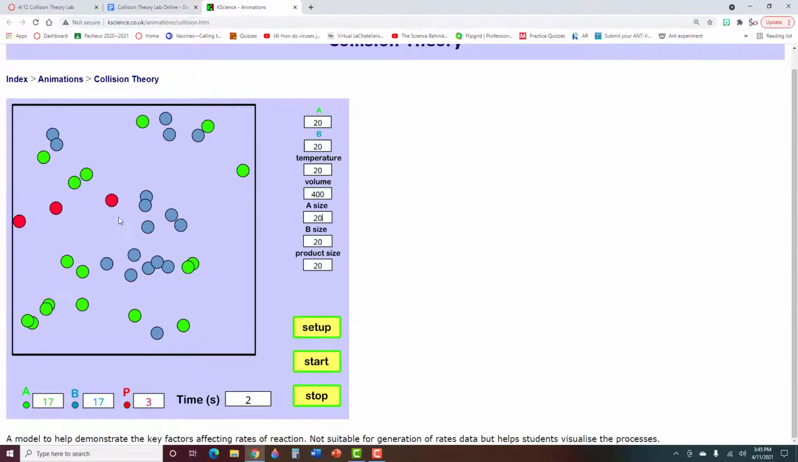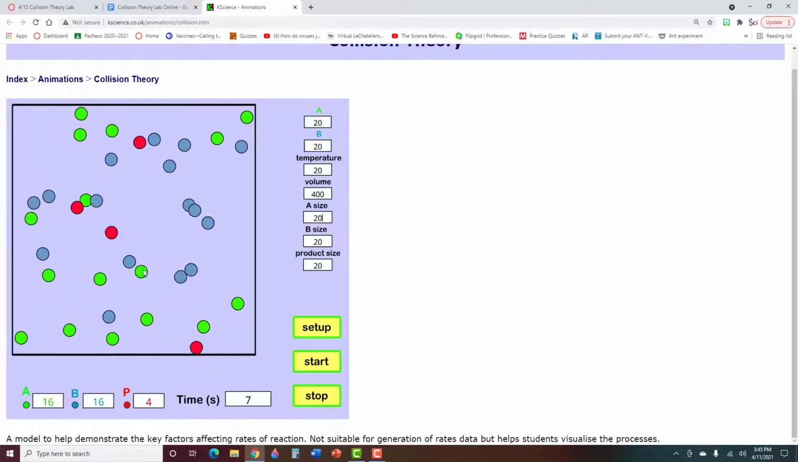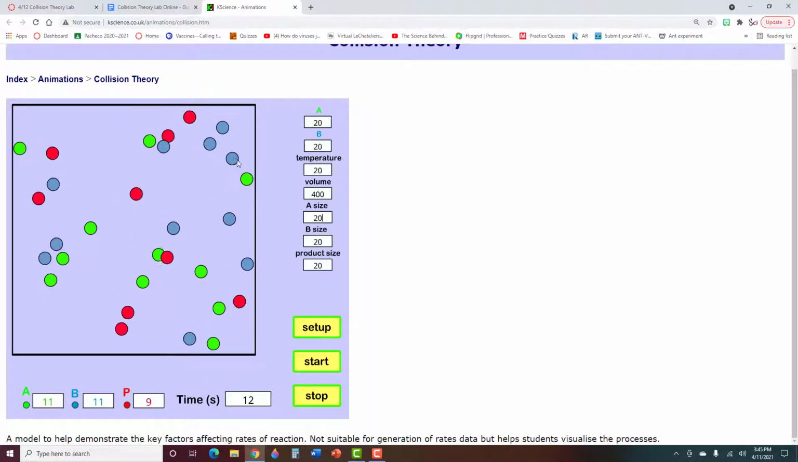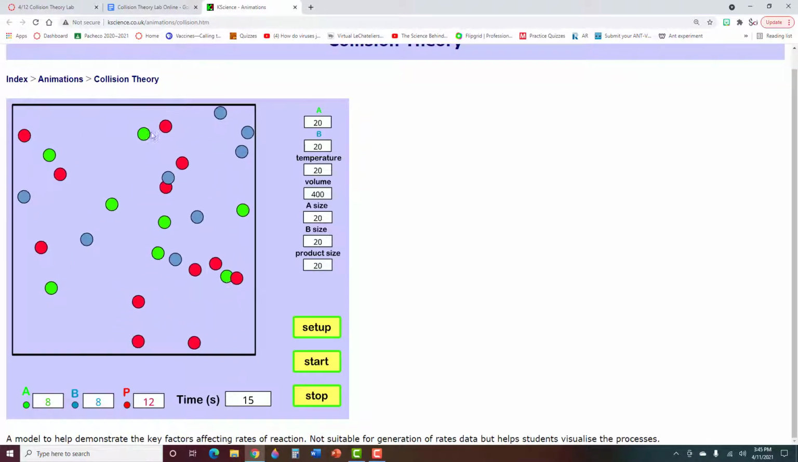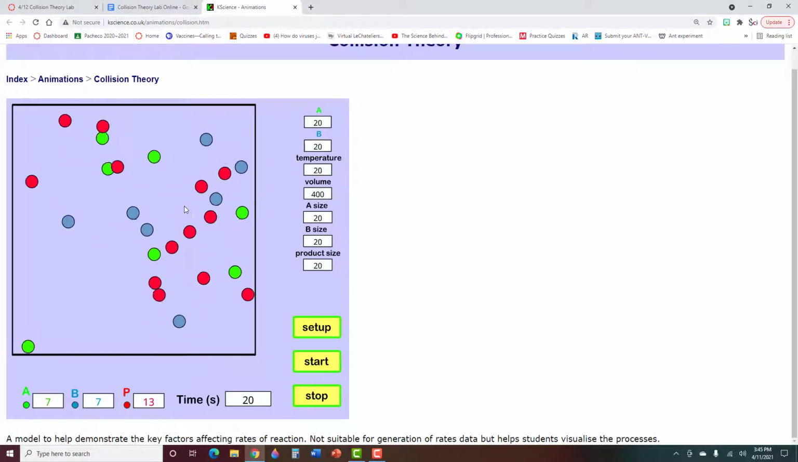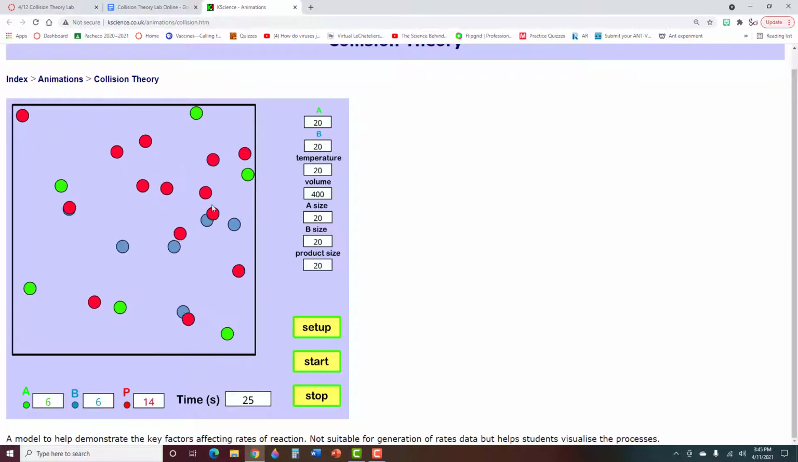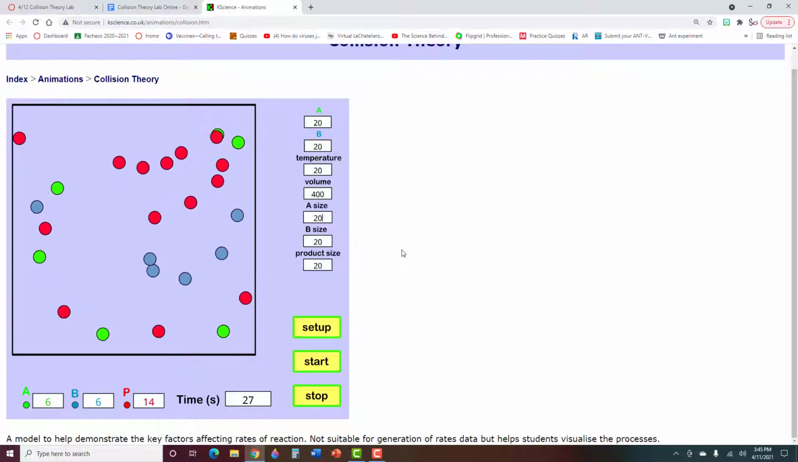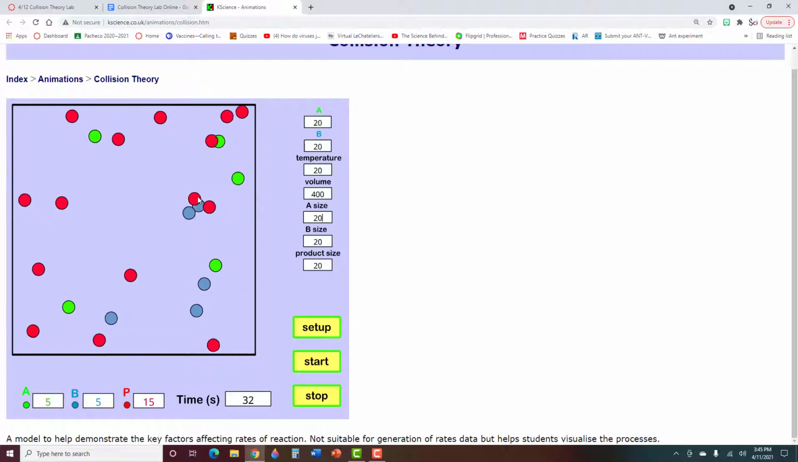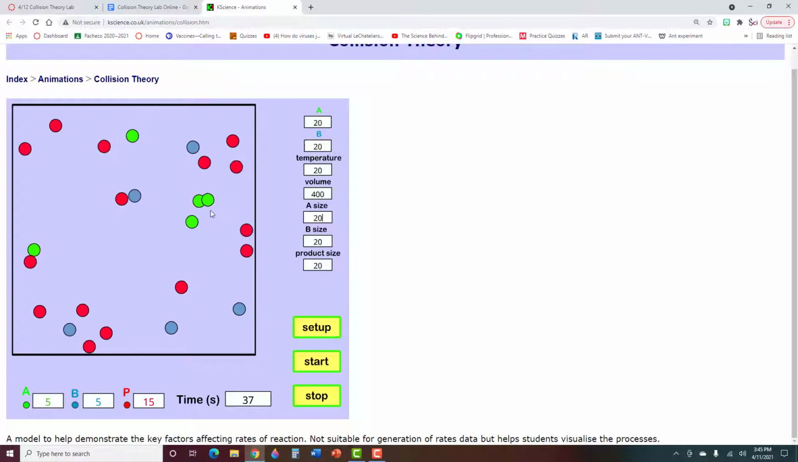So when I hit start, you start to see some red circles appear. Those red circles appear when a green circle and a blue circle run into each other, but not every time. So you'll be able to see this more later. Right there, I don't know if you saw that, but the blue and the green ran into each other and they didn't turn red. That's because not every collision has enough energy to react. They have to bump into each other in the right orientation, like the side that's looking for an electron over here has to collide with the side that's looking for one over there. They have to find each other.